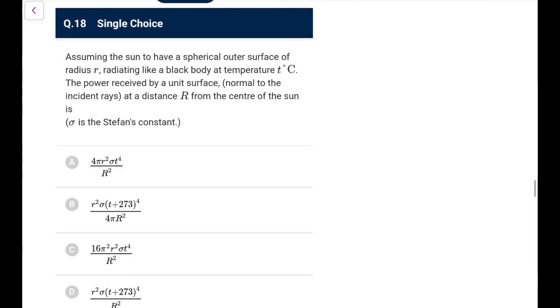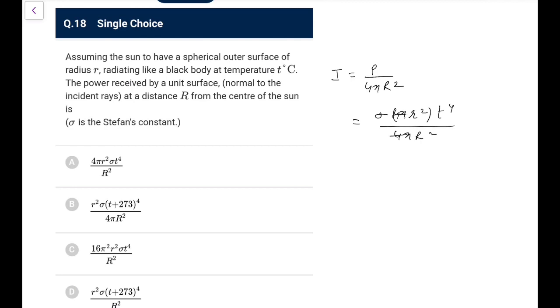Next one. Assuming the sun to have a spherical outer surface of radius r radiating like a black body, the power received by a unit surface at distance r from the center of the sun is basically what you call the solar constant. So the power received would be intensity. So intensity would be P upon 4 pi r square, and P would be equal to sigma A T to the power 4. So spherical surface, sigma into 4 pi r square, T to the power 4 upon 4 pi r square. Now this 4 pi goes. Now you can make it out.